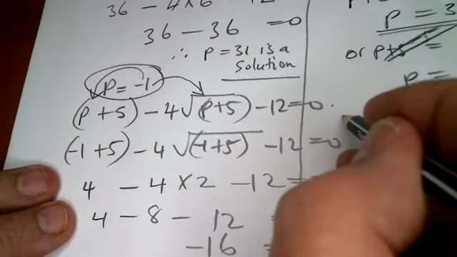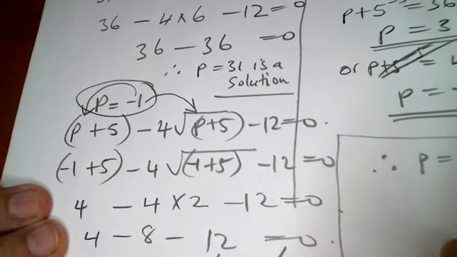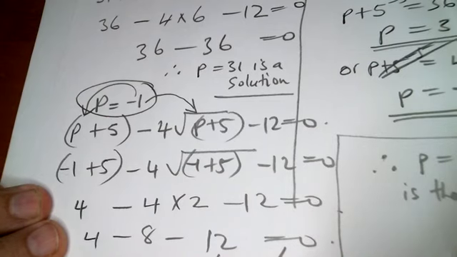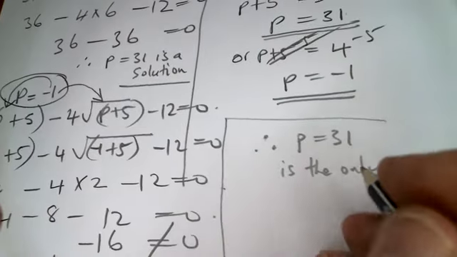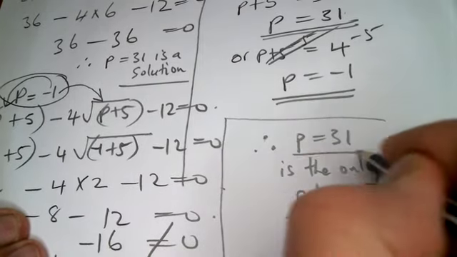So therefore what we can say is, therefore, p equals 31 is the only solution. And that's the answer they're going to be looking for.